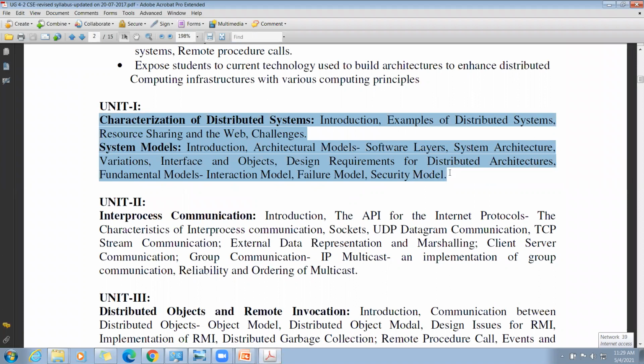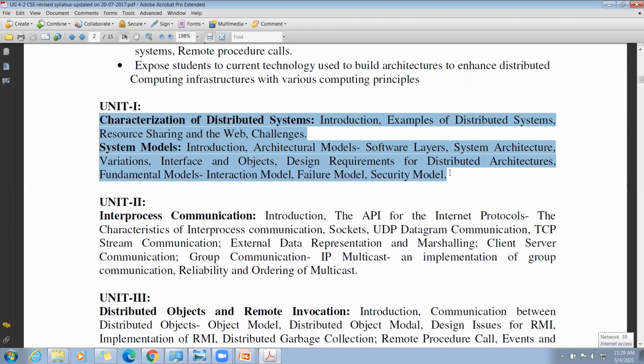In characterization of distributed system, we first discussed what a distributed system is and what the examples of distributed systems are. After that, how resource sharing, cooperation and coordination work among the systems. After that, we discussed some challenges of distributed systems. That comes into the first part of the first unit.